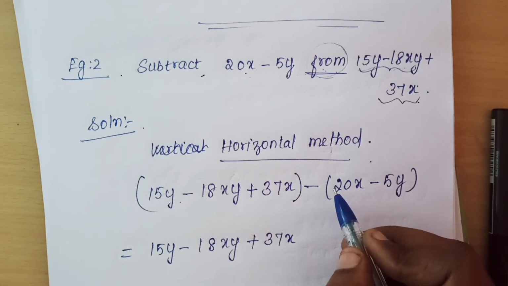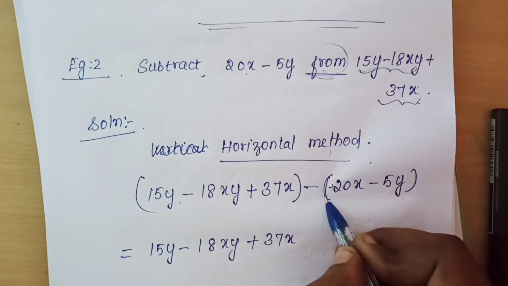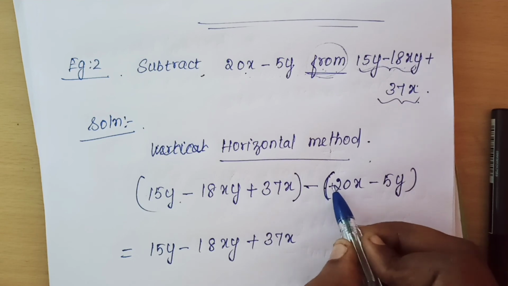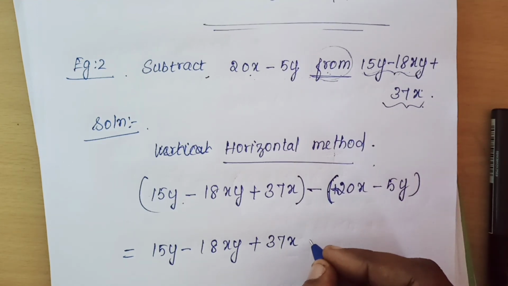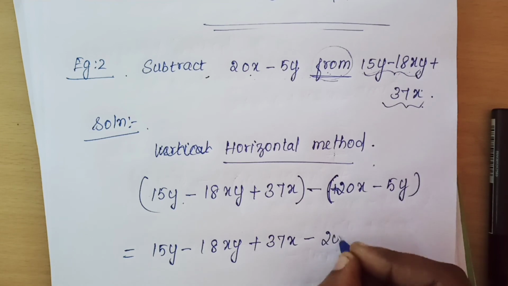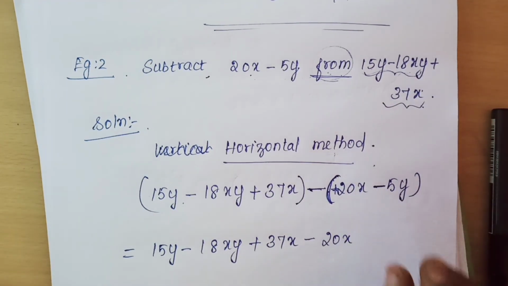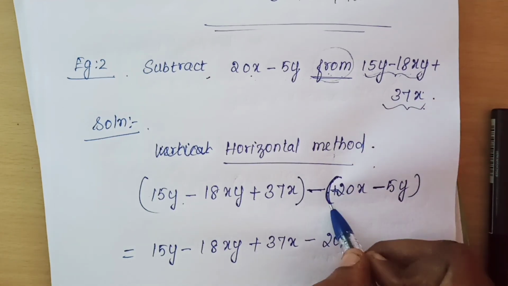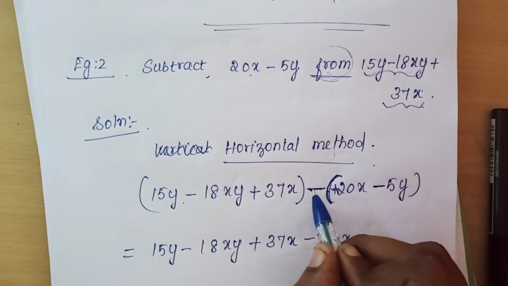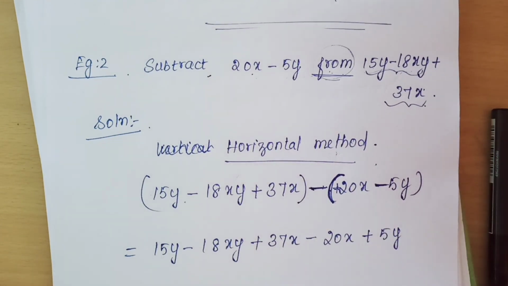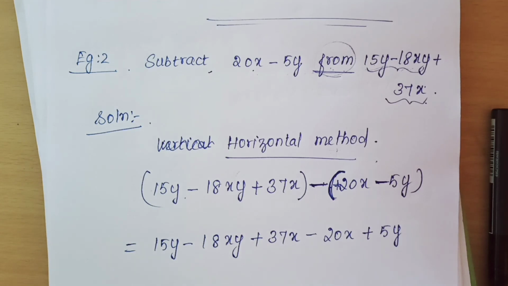I told you whenever a number is without a sign, what do you allot? Plus. Very good. Now you have to consider this bracket as multiplication. So minus into plus is minus 20x, and minus into minus, since there is a bracket as well as a minus sign, is plus 5y. Clear? So what is the next step? You will add up the like terms.